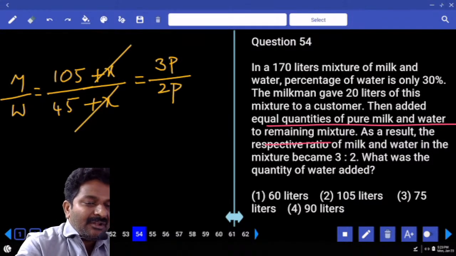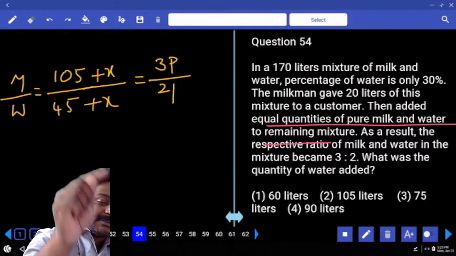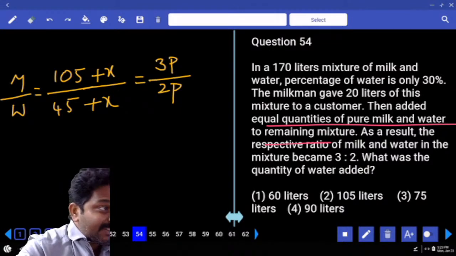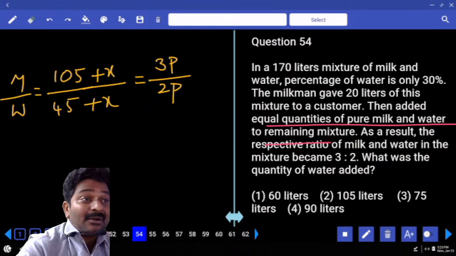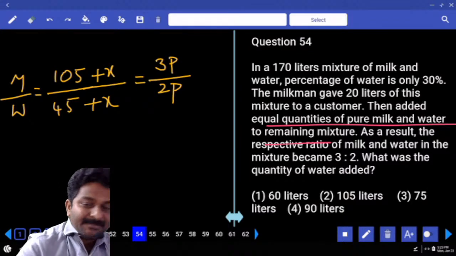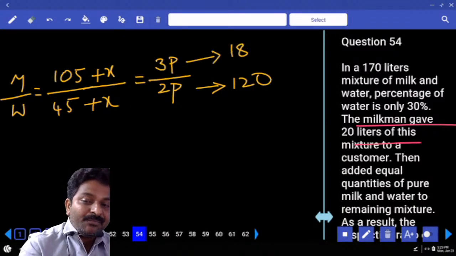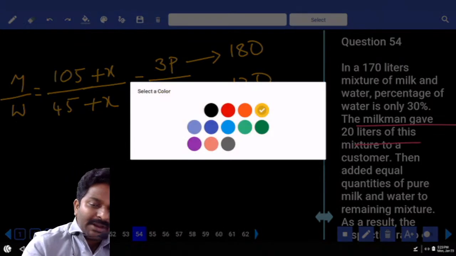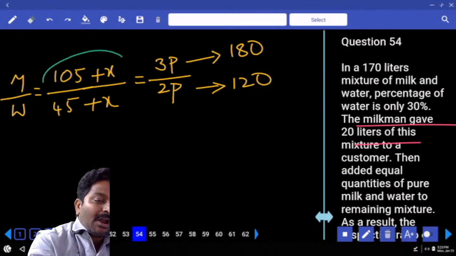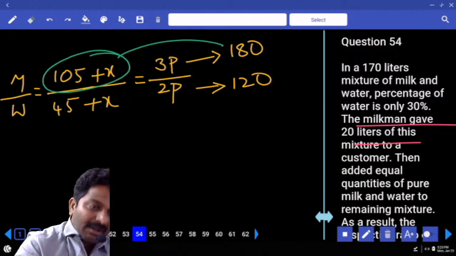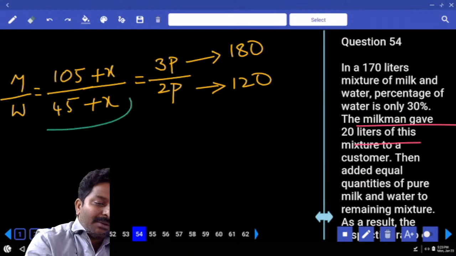Observe the left hand side difference. x, no difference. 105, 45. How much is the difference? 60. Not 65. It is 60. Correct. So can I conclude 1 part is equal to 60 liters? In that case, 2 parts, the denominator becomes 120 liters or the numerator becomes 180 liters. Observe either the numerator or denominator, it's up to you. 105 plus x is equal to 180.